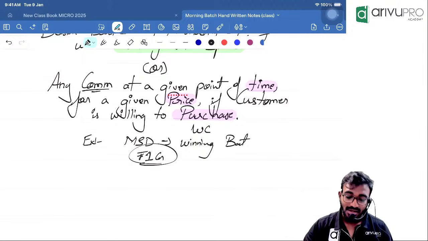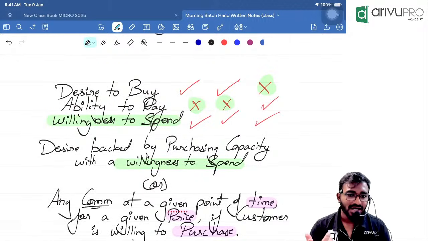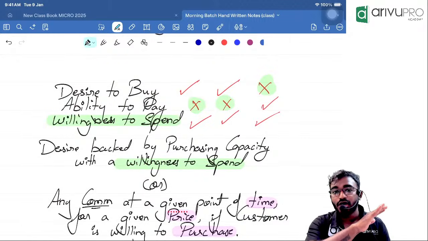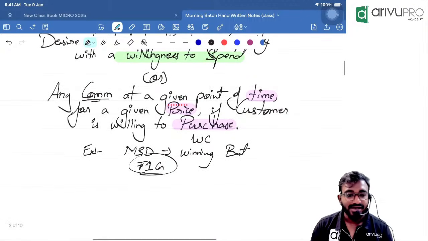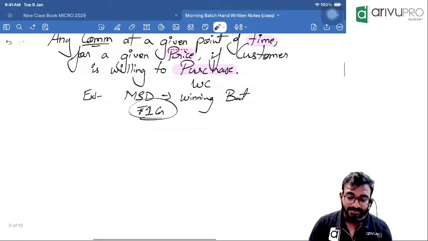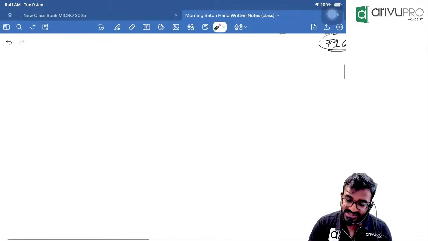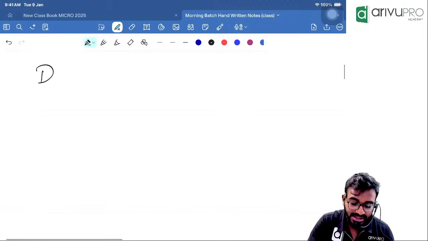So what are the three essential elements of a demand? Desire to buy, ability to pay, willingness to spend. Even if any one single condition is not satisfied, we cannot call it a demand. Is it clear? Or else, any commodity at a given point of time for a given price, if a customer is willing to purchase, it is also called a demand. Now let us get started with the most important topic of the demand chapter, that is determinants of demand.